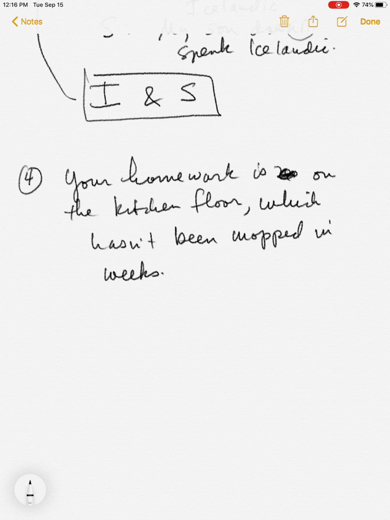Okay, so this sentence has a relative clause, which hasn't been mopped in weeks. It does not contain the word "and," but I think it's properly analyzed, translated, as a truth functional conjunction. "Your homework is on the floor, which hasn't been mopped for a week." So if we have H stand for "your homework is on the kitchen floor," and M stand for "the kitchen floor hasn't been mopped in weeks."